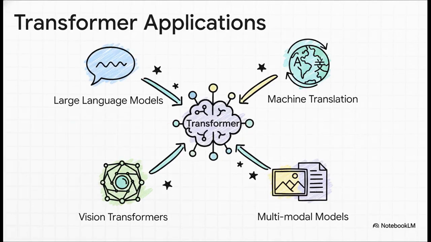The impact of this one architectural change has been absolutely staggering. I mean, it is the engine behind pretty much all modern AI breakthroughs. We're talking large language models like GPT-4, way better machine translation, and even new approaches to computer vision that are starting to give CNNs a run for their money.